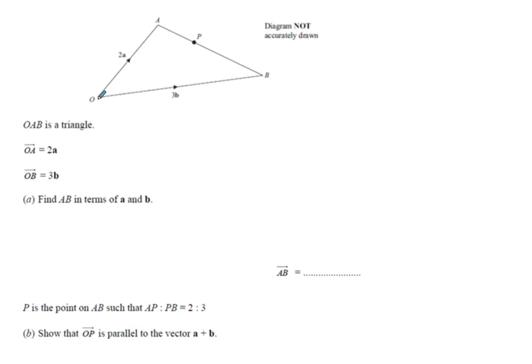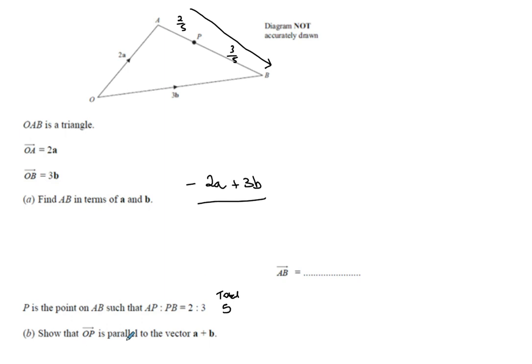OAB is a triangle. OA equals 2a, OB equals 3b. Find AB. Now these things should come a little naturally. So we're going the long way, so we're writing minus 2a plus 3b. Cool, got the mark. P is a point on AB such that AP to PB is 2 to 3, so total 5. So that one is 2/5, and that one is 3/5.